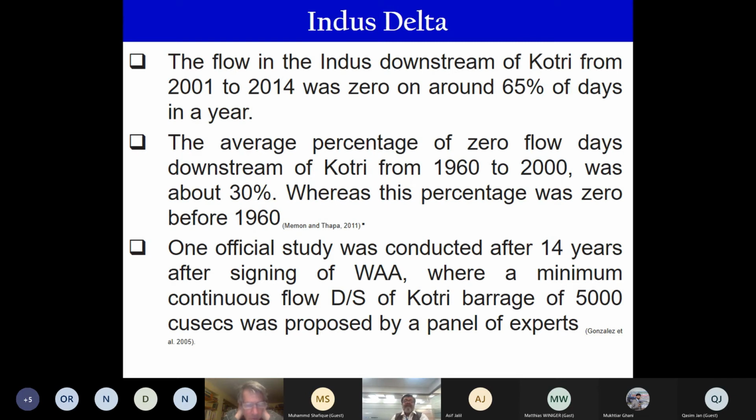Indus Delta flow: in the Indus downstream of Kotri Barrage from 2001 to 2014, flow was zero on around 65% of days in a year. The average percentage of zero flow days downstream of Kotri from 1960 to 2000 was about 30%, whereas the percentage was zero before 1960. One official study was conducted 14 years after signing a water apportionment accord, where a minimum continuous flow downstream of Kotri Barrage of 5,000 cusecs was recommended by the panel of experts.